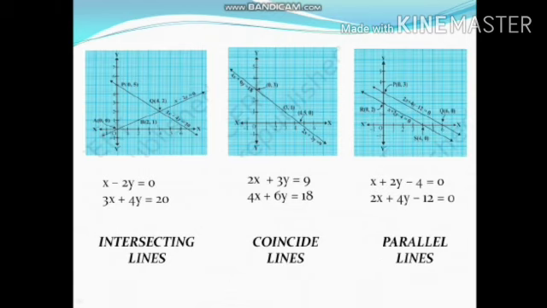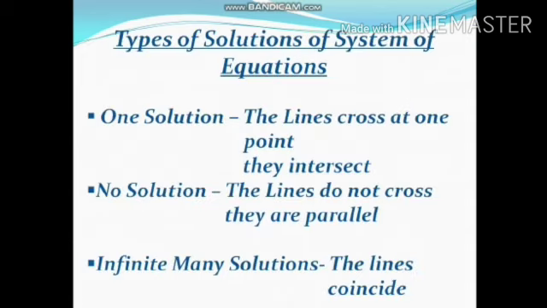As you see, student, when we draw the graph for the first example, we get intersecting lines. When we draw the graph for the second example, we get coincident lines, and when we draw the graph for the third example, we get parallel lines. So we can say that there are three cases. Types of solutions of system of equations.